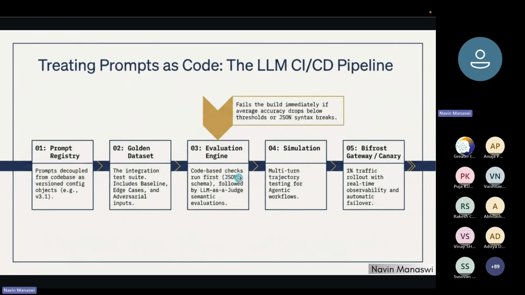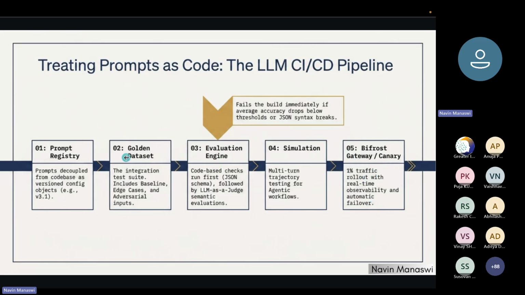Then we have code-based checks run for JSON and all, followed by the LLM judge semantic evaluation. So the evaluation engine, then simulation and all. We simulate multiple turn chats, multiple kinds of chat navigations, testing for the agentic workflow and all. And last, we see the Bifrost gateway, like a basic production gate, with 1% traffic rollout with real time observability and the automatic. So it's all about the green and red, the canary game, right?